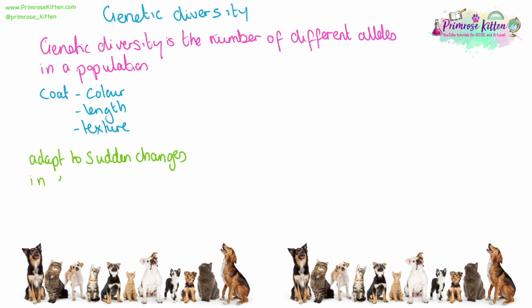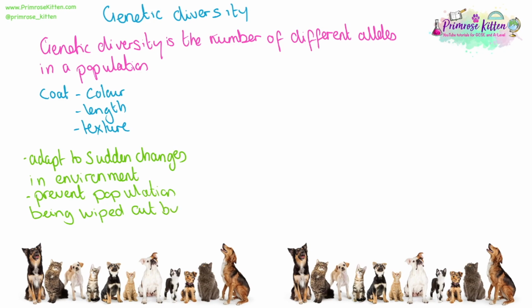Having a range of genetic diversity in a population means they're able to adapt to sudden changes in the environment. It will prevent the whole population being wiped out by a single event. Genetic diversity can be reduced if there is a genetic bottleneck.